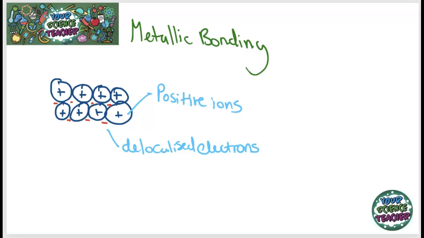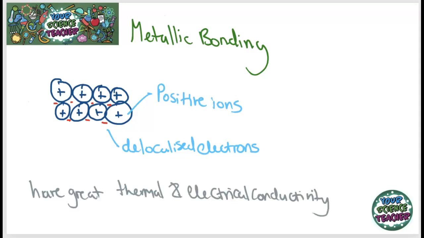One property is that they have great thermal and electrical conductivity. Just like with ionic bonding, because you've got 2 charged species, these positive ions and these delocalized electrons, there is strong attraction. And this attraction, if you can remember what it was called, is electrostatic attraction. And this electrostatic attraction means that metals usually have a high melting and boiling point as well.